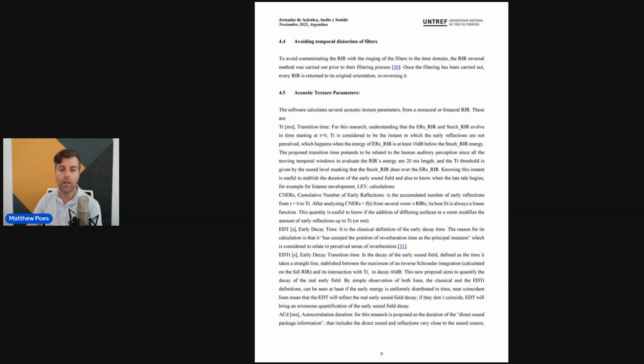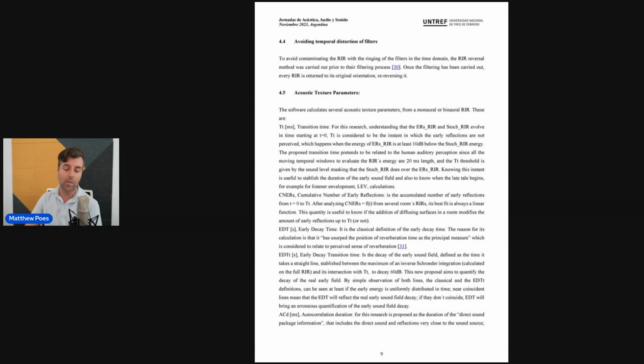So here he talks about the acoustic texture parameters. There's transition time, the early reflection RIRs, how he looks at those. All of this is interesting. He talks about early decay time, and then he actually does an early decay time transition time measurement. I didn't get into reading these, but it's probably the better one.